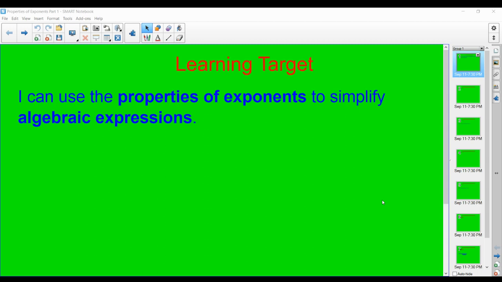Hi everyone. Welcome to the Exponents and Radicals chapter. Today we're going to talk about properties of exponents and how we use them to simplify algebraic expressions. So today we're going to look at three properties.